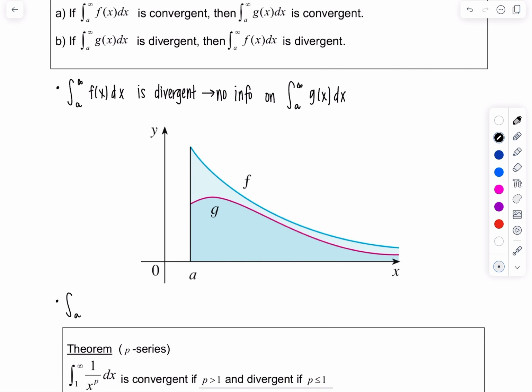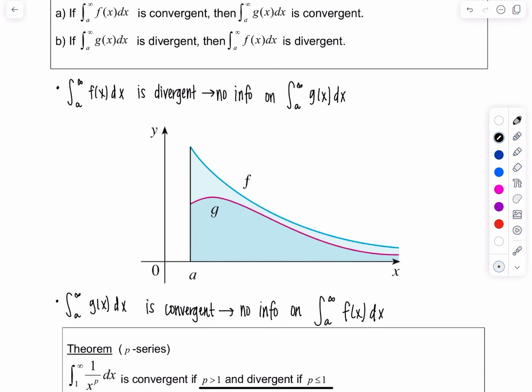So if the integral from a to infinity of g of x dx is convergent, where g is the smaller function, then again, I have no info on the integral from a to infinity of f of x dx. So if the indefinite integral from a to infinity of the smaller function converges, well, the integral from a to infinity of the larger function, it could converge as well, or it could diverge. I'm not forced into a certain conclusion, all right?